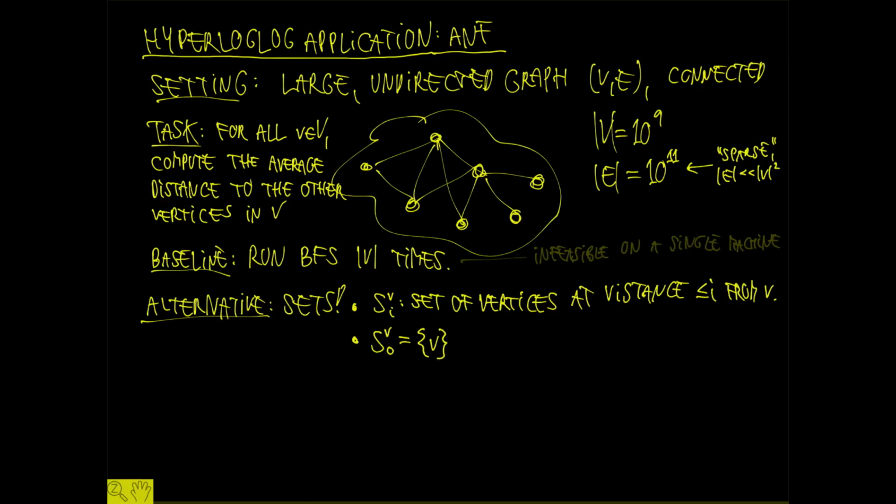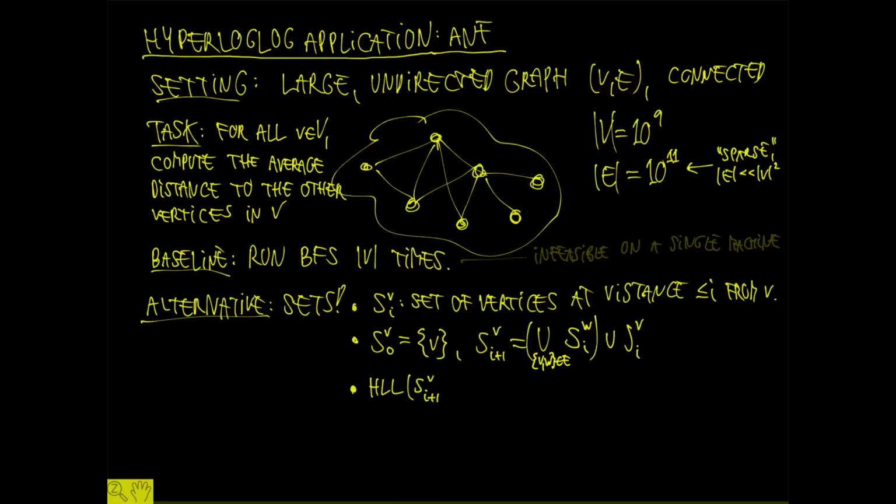It's easy to see, or by definition almost, S0V is just V itself, and we can inductively define Si plus 1V as the union over all neighbors W of V of SiW, union with SiV.